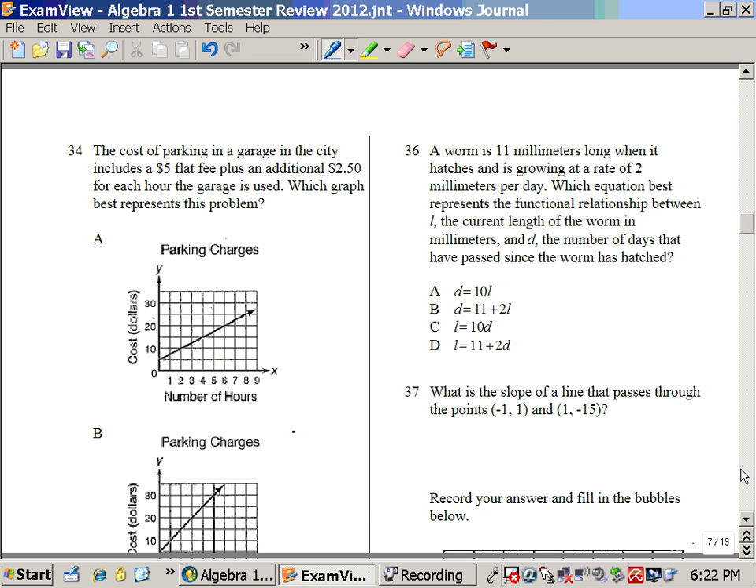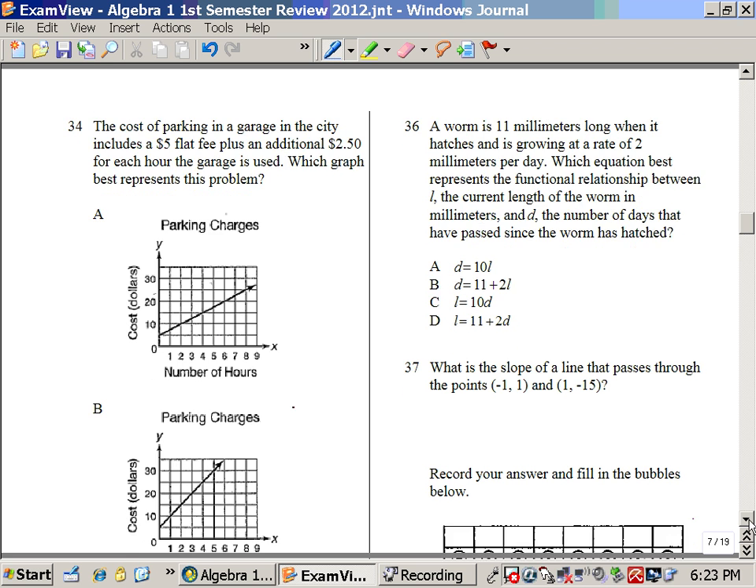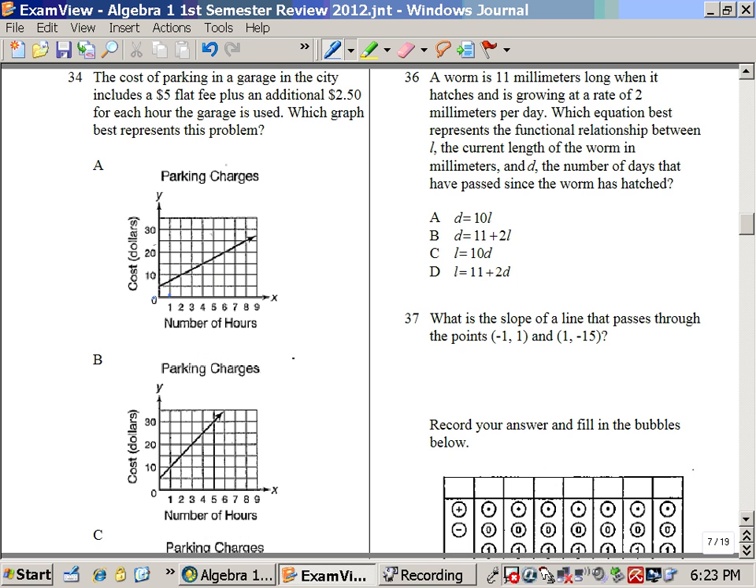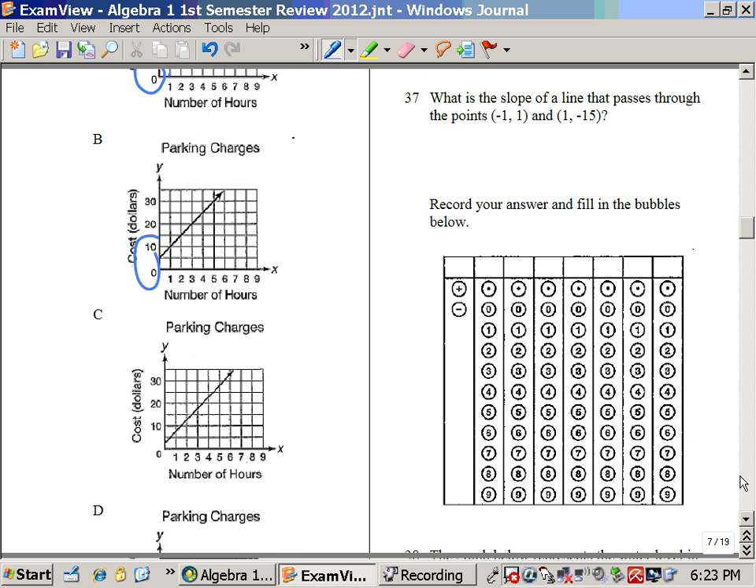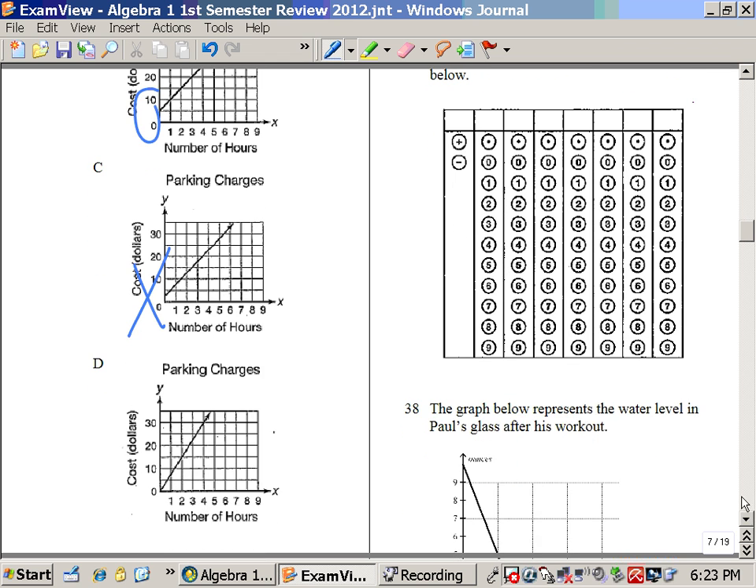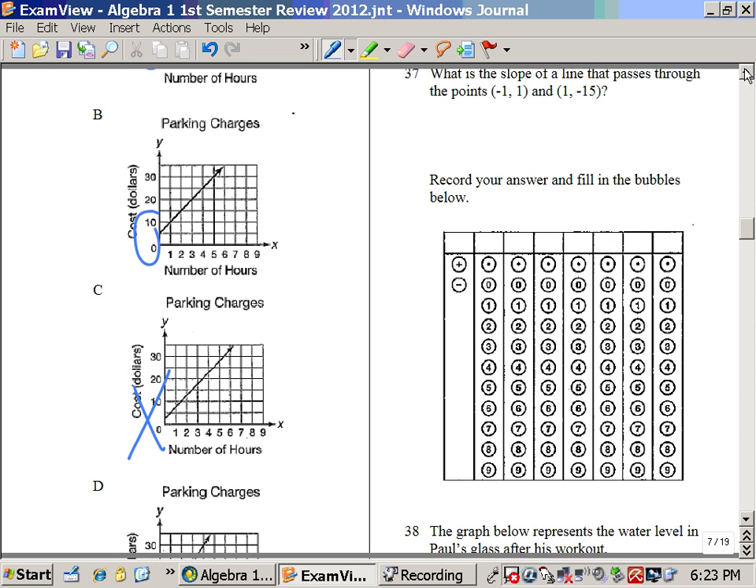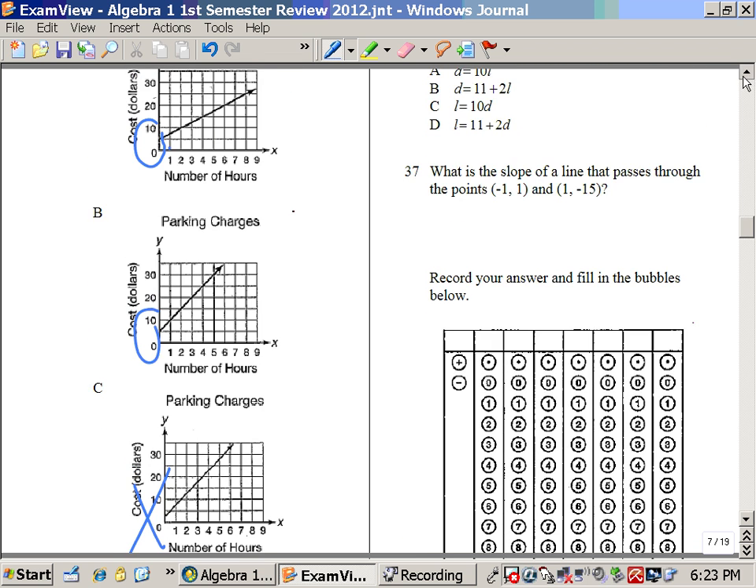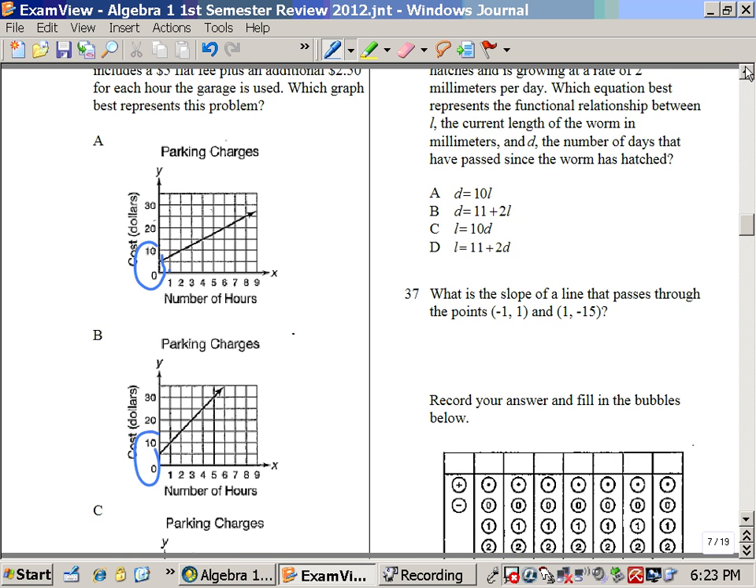34. We have to find out which graph works for this situation. The first thing I'm going to do again is check the y-intercept. A has a y-intercept of 5, so this could be correct. B has this y-intercept of 5. That could be correct. Looking at C, it does not have a y-intercept of 5. It cannot be right. And looking at D, again, it cannot be right because it does not have a y-intercept of 5.